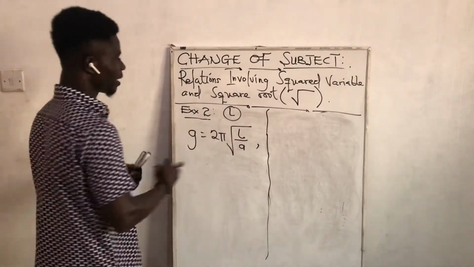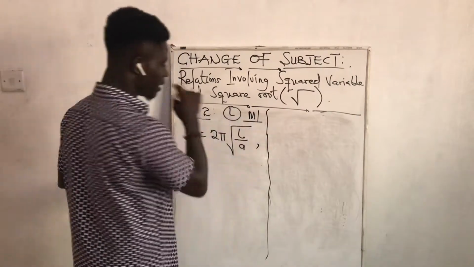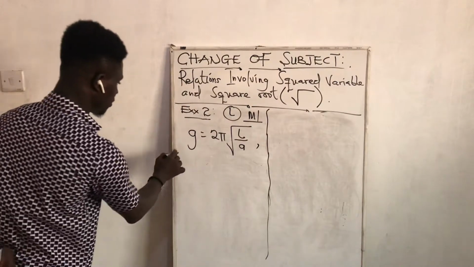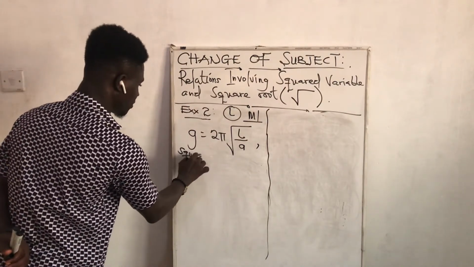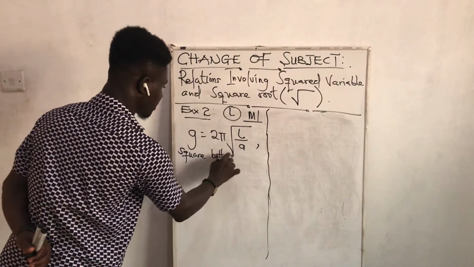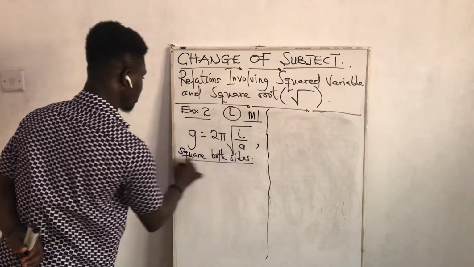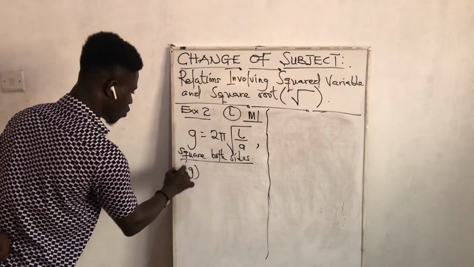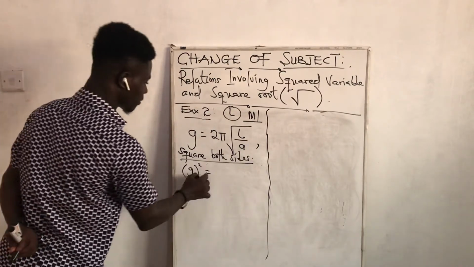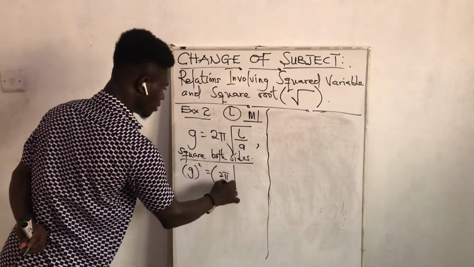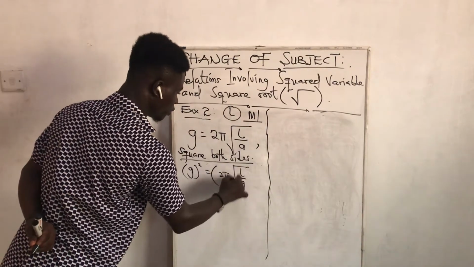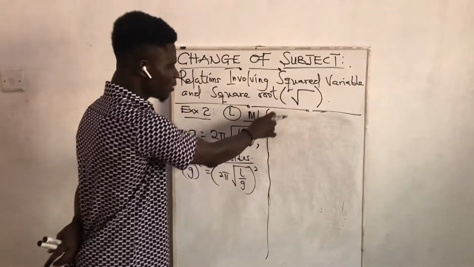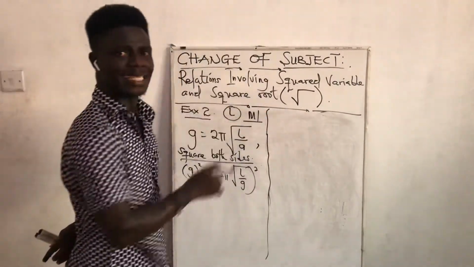So this one is method 1. Method 1 is solving that. So we are squaring both sides of the equation, right? So you square both sides. It means that g all squared equals 2 pi times the square root of L on g, all squared. So it brings us to a squared b squared all squared.